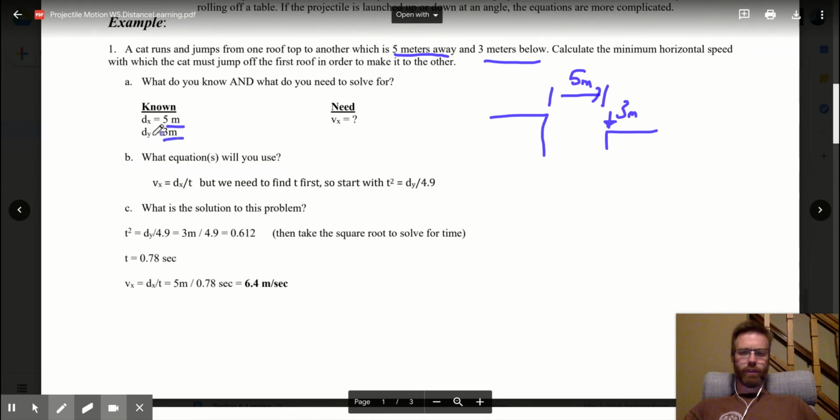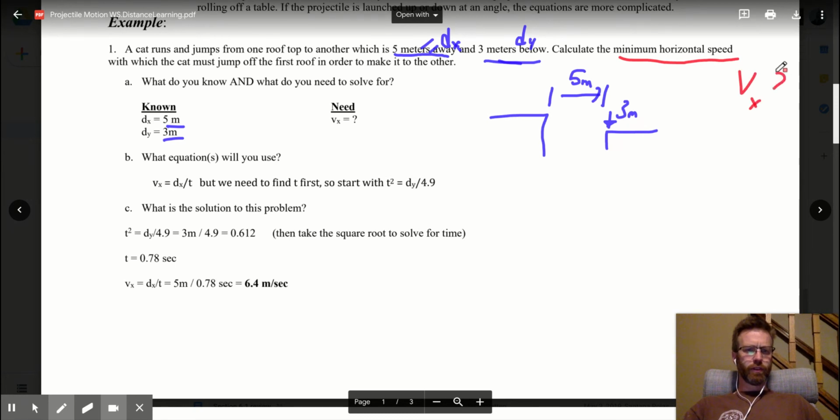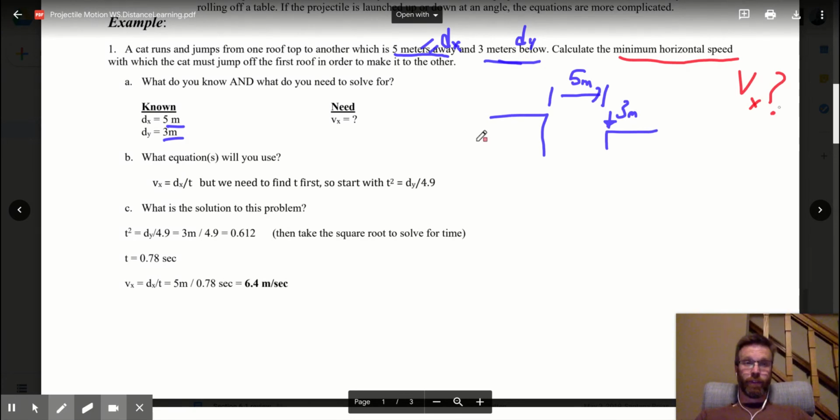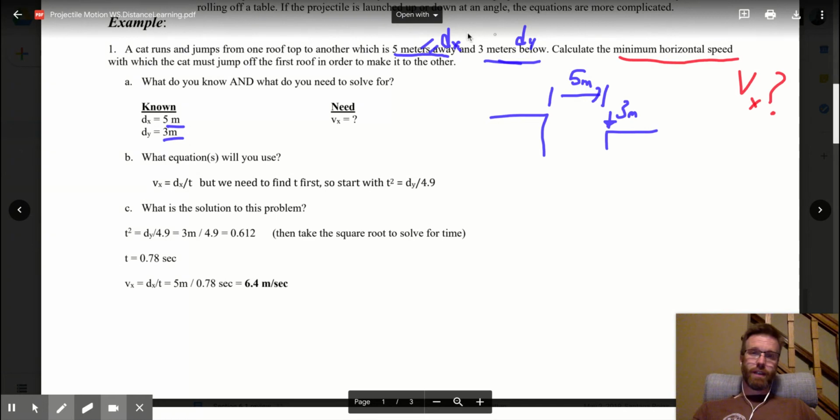Now you'll notice we've decided what those are called. This is a horizontal distance, so this is dx. And 3 meters below is a vertical distance, so this is dy. So we have dx and we have dy. And then you'll notice the problem describes the question we're after. Calculate the minimum horizontal speed. In other words, v for velocity, x for sideways. So we're trying to find vx. We know dx and dy.